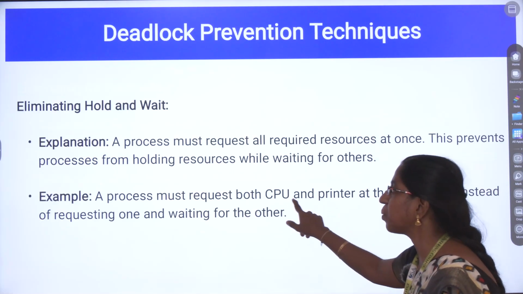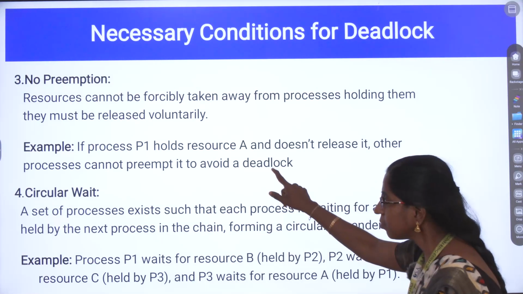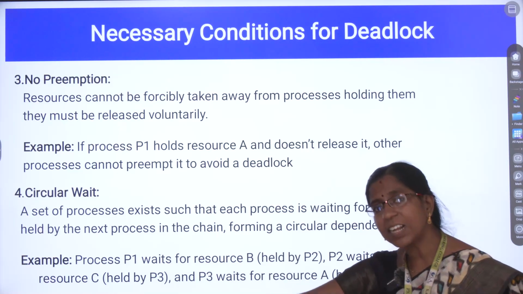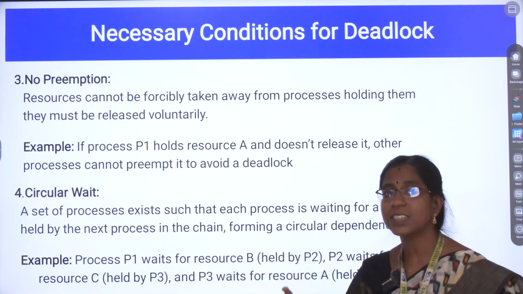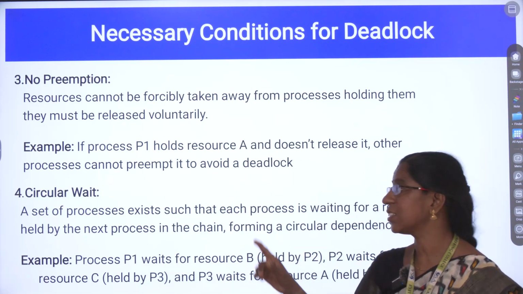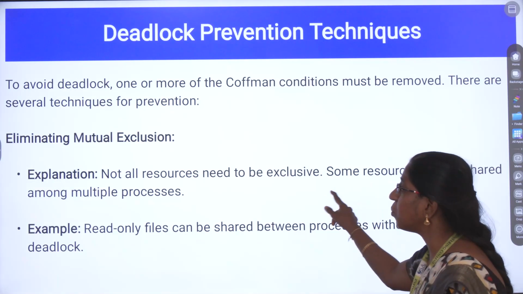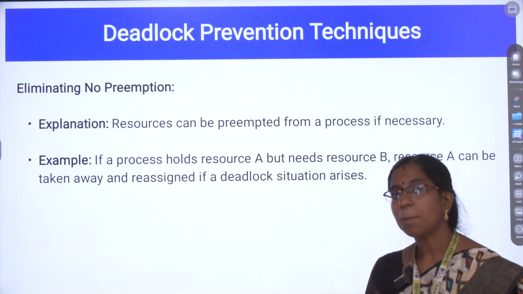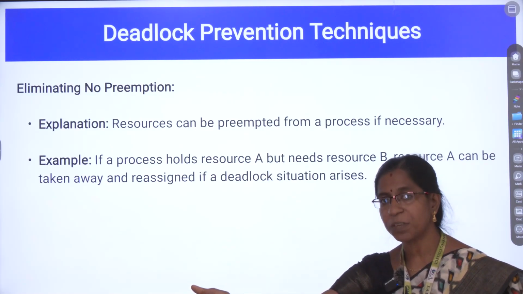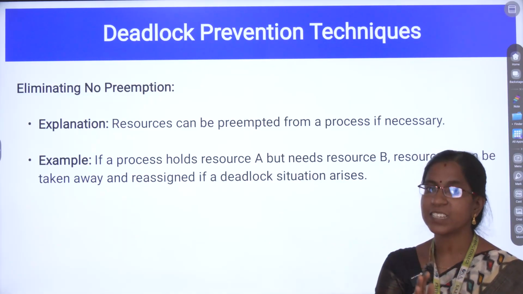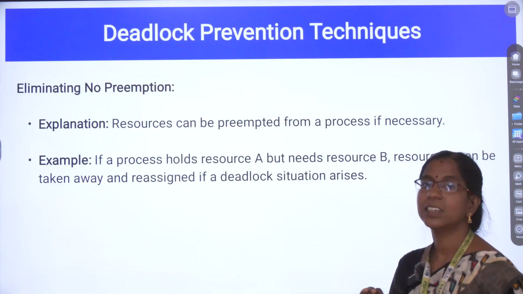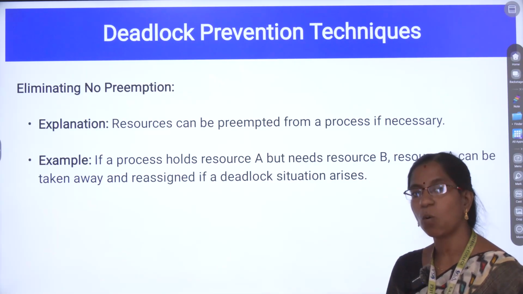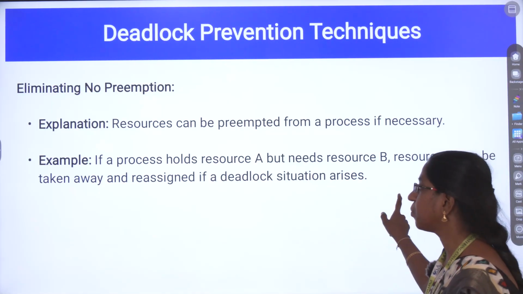So already we discussed that no preemption means a resource cannot be forcibly taken away. If a process voluntarily releases the resource, until then the requesting process has to wait. This is no preemption. So eliminating no preemption means if a process P1 holds resource A but is waiting for another resource B, it voluntarily releases resource A and starts utilizing resource B. This is the situation for avoiding deadlock in no preemption.